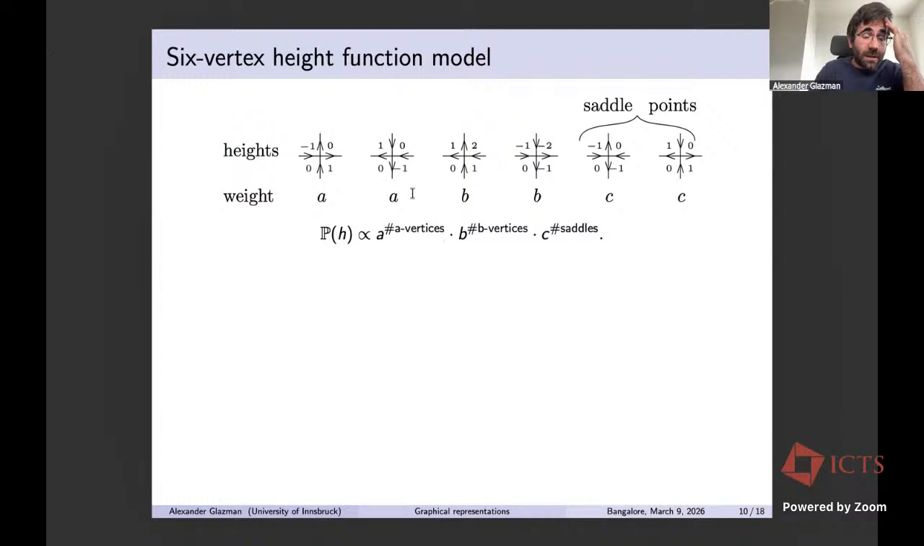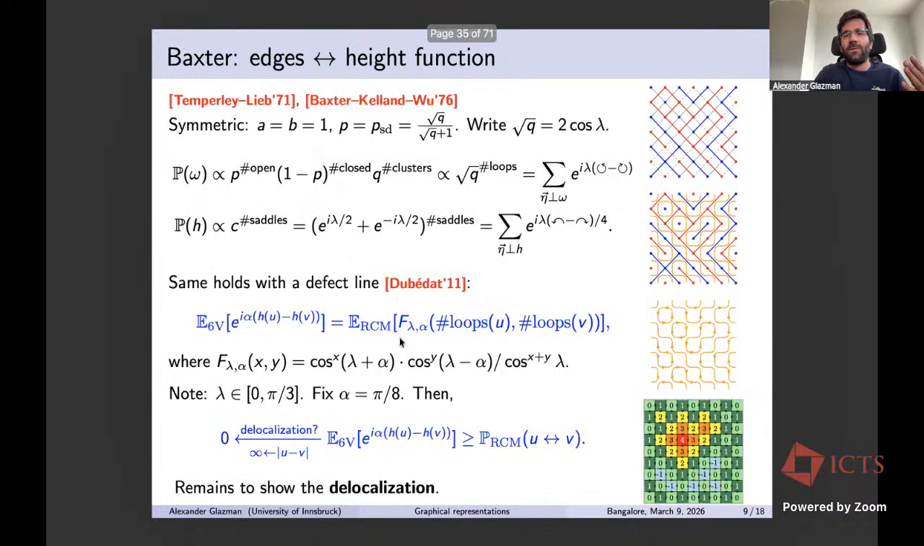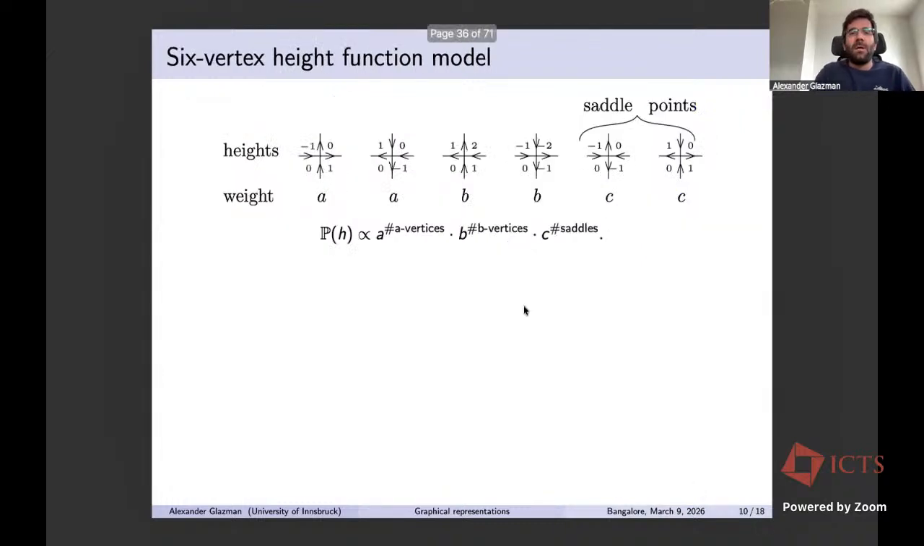Now I will just say a couple of words about the six-vertex model. It was not really defined here, but you see it in this bottom picture. At every vertex you have two incoming and two outgoing edges, so it's four choose two, six possible local configurations. If you fix zero at the left bottom corner, then all the other heights are determined, and there are six possibilities.